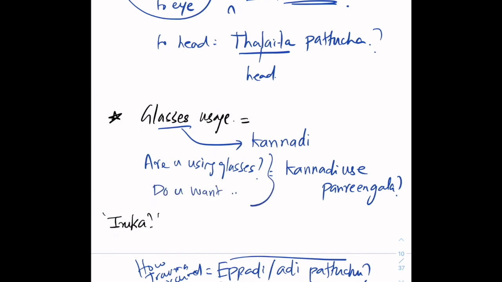So a better term to use is, do you want glasses, which means "kannadi venuma". A better term to use: "kannadi venuma". So, are you using glasses? "Kannadi use pandringala". Do you want glasses? "Kannadi venuma". Are we clear with this?